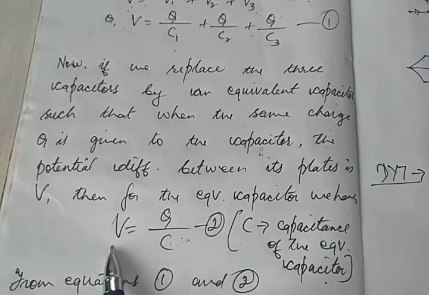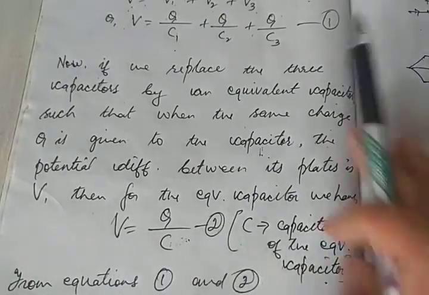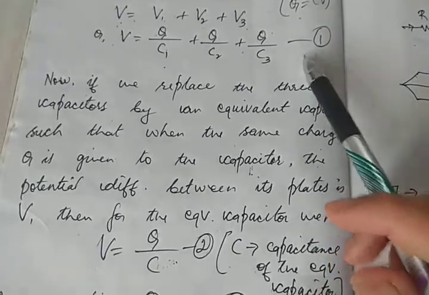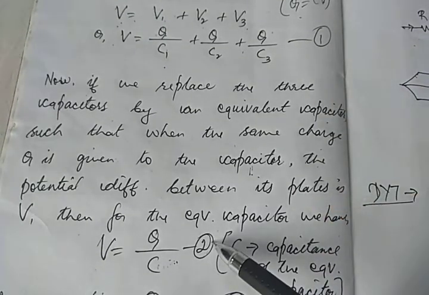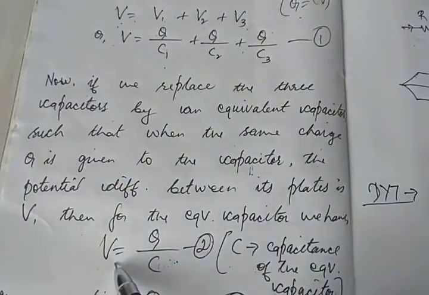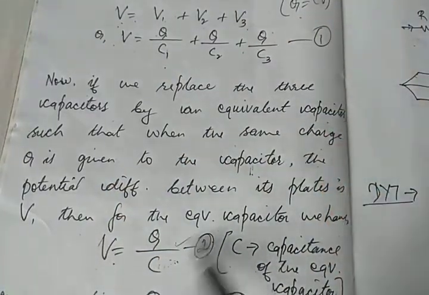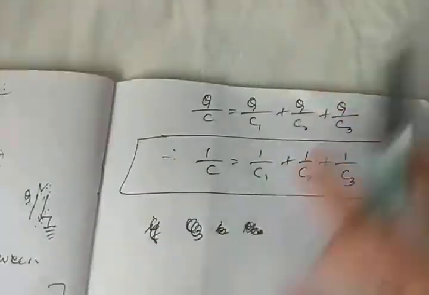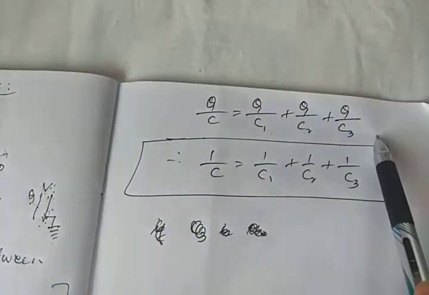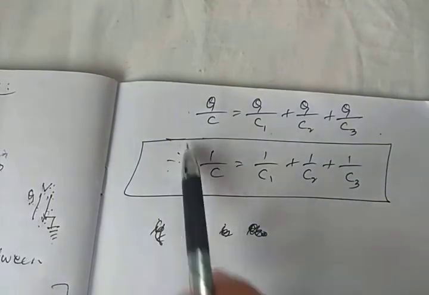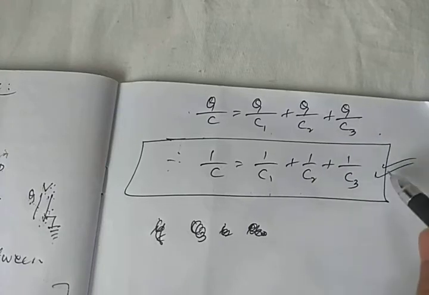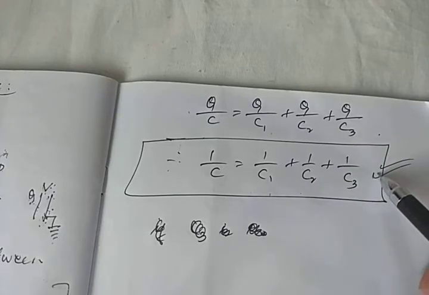So for the equivalent capacitor, we have V is equal to Q by C. This is my equation number 2, and this is my equation number 1. So from equations 1 and 2, you can see the left hand side is the same, so we equate the right hand side. Therefore 1 by C is 1 by C1 plus 1 by C2 plus 1 by C3. So this is the expression we get for combination of capacitors in series.